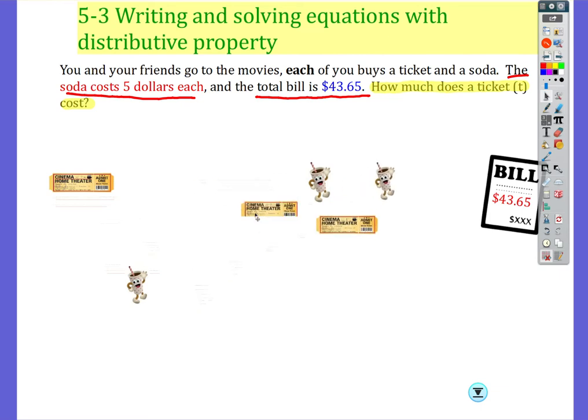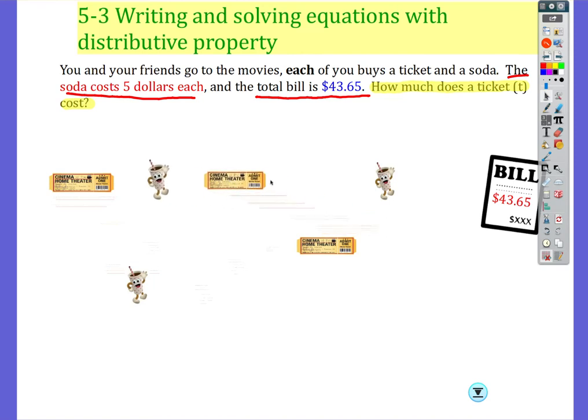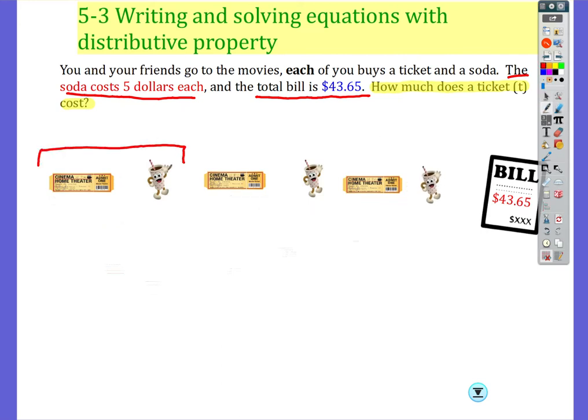So I could just say, and actually let's group this by person. So we've got you here on the left, you buy a ticket, you buy a soda, you get your friend here, and then you've got your second friend here. So I'm going to turn this into an equation here.